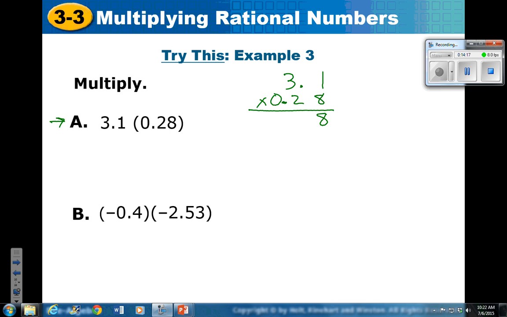We do 8 times 1 is 8. 8 times 3 is 24. Then we put a 0 here. 2 times 1 is 2, and 2 times 3 is 6. Then we add, and count up our places after the decimal point in the problem. 1, 2, 3. So we need all 3 of those after the decimal point in the answer. And we'll put a 0 here just for good form.